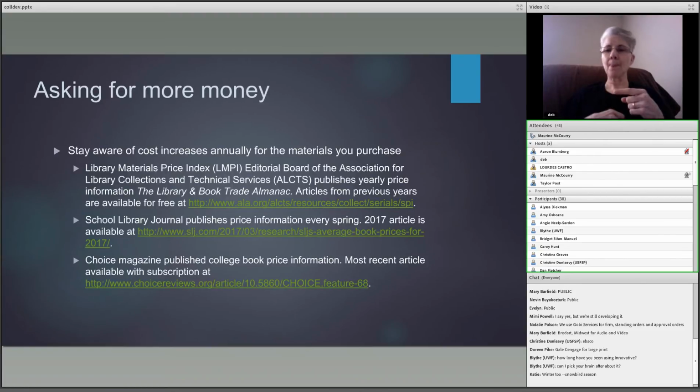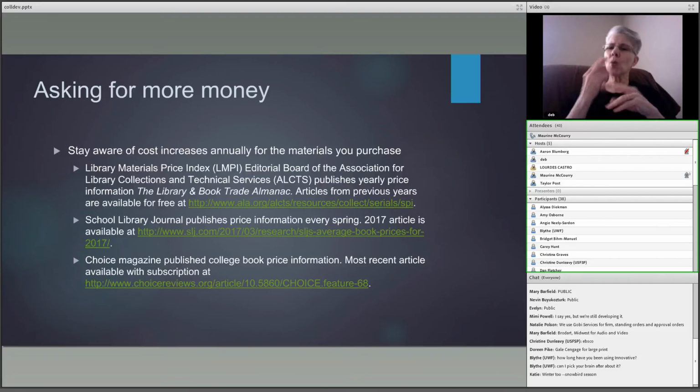You will sometimes have to ask for more money to support your collection development. I would say that the first thing to do when you're thinking of asking for more money is to be aware of the cost increases. So know how much money you need to maintain the level of collection development that you currently have based on inflation. So there are a lot of resources for finding this.